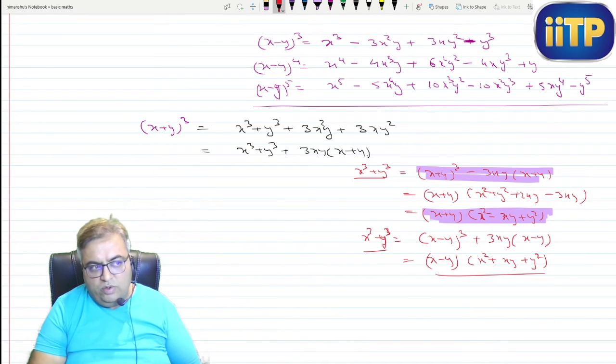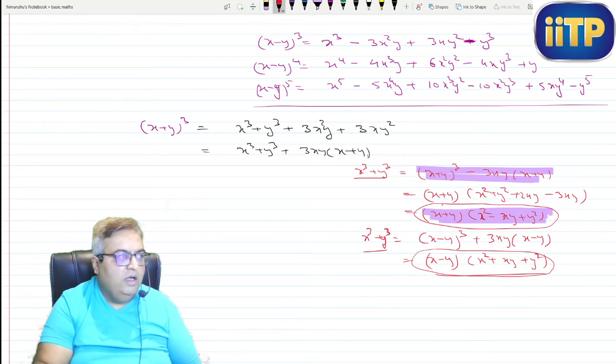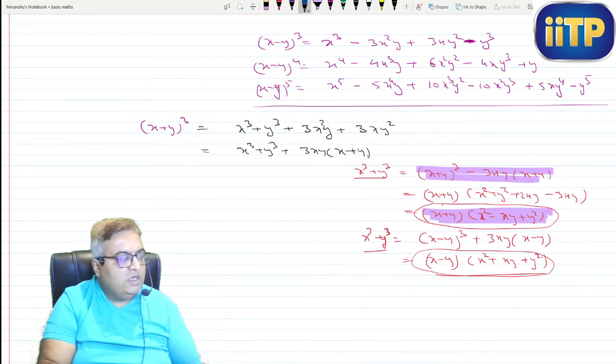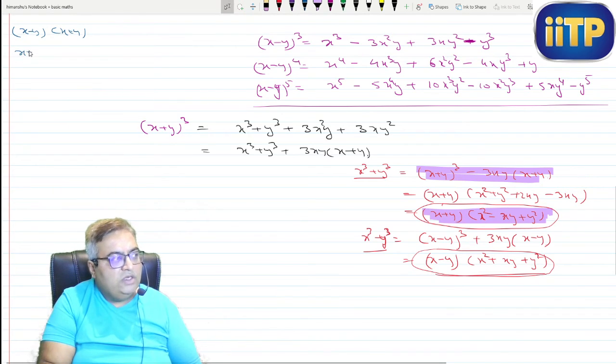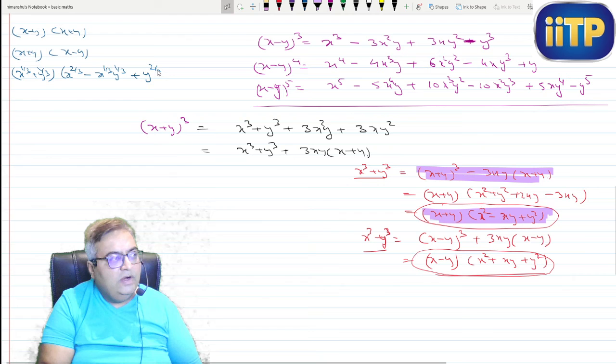Now you can utilize this part in rationalization also. If you remember, whenever we used to rationalize, in order to rationalize x minus y, what do we multiply? x plus y. In order to rationalize x plus y, what do we multiply? x minus y. But if it is x to the power 1 by 3 plus y to the power 1 by 3, what should we multiply? Now we have to make the whole cube, so we have to multiply x to the power 2 by 3 minus x to the power 1 by 3 y to the power 1 by 3 plus y to the power 2 by 3.